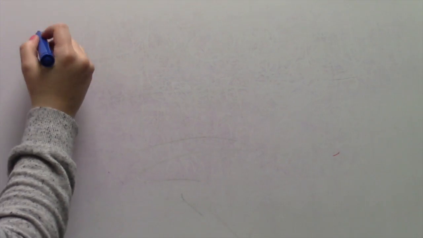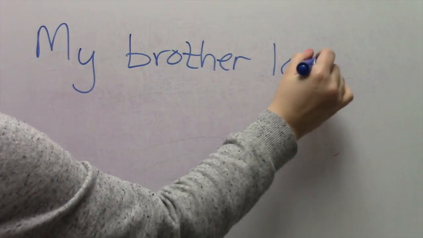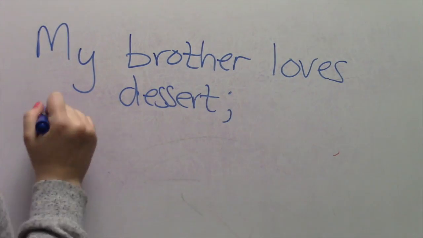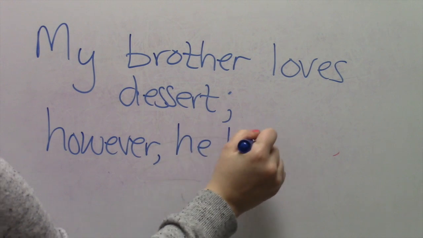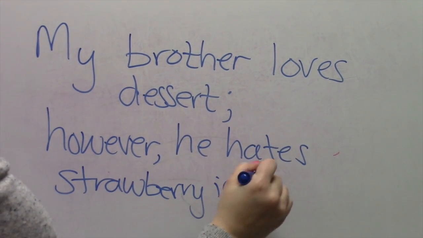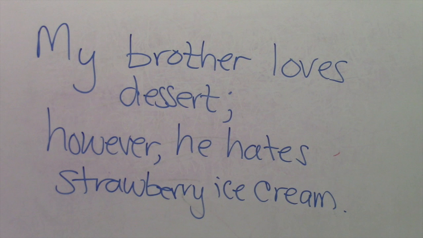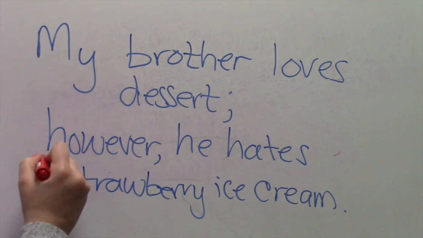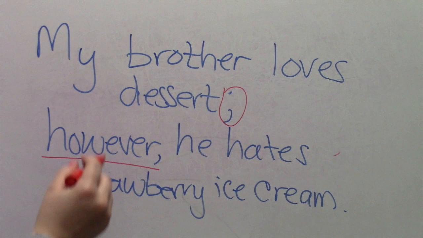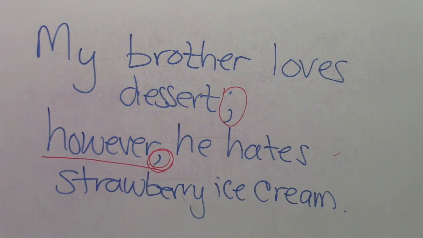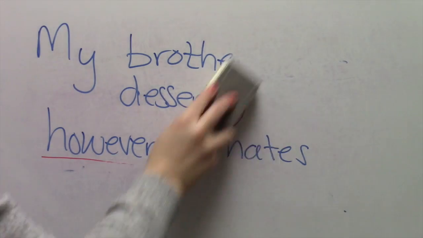The example I'm going to show you uses a semicolon with a transitional phrase. So let's get started. My brother loves dessert; however, he hates strawberry ice cream. Because who likes fruit in their ice cream? Notice how the transitional phrase, however, follows the semicolon, and a comma always comes after the transitional phrase.